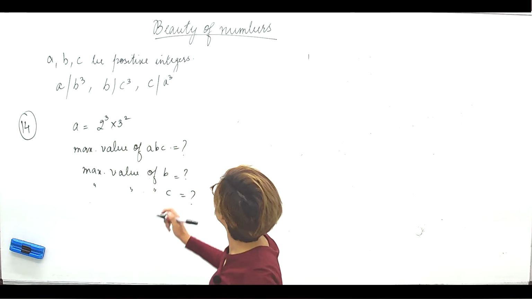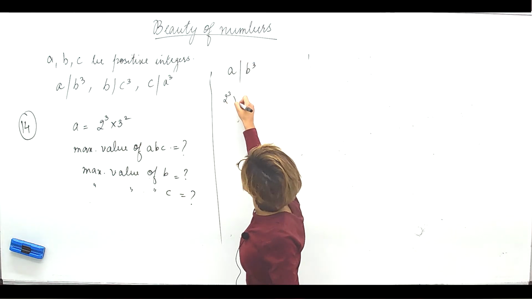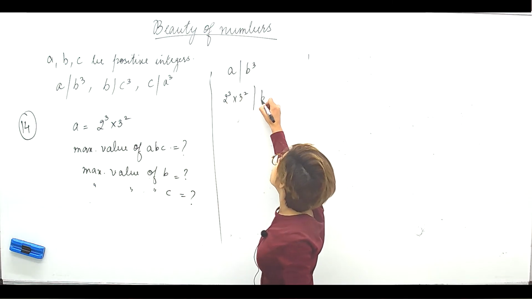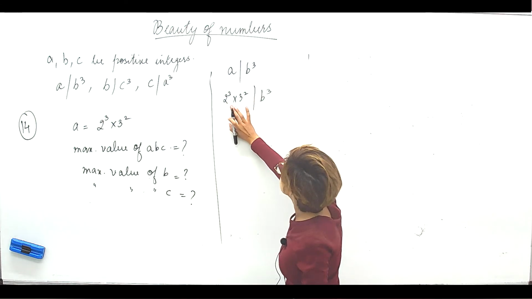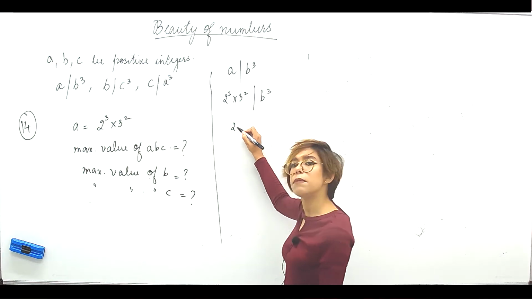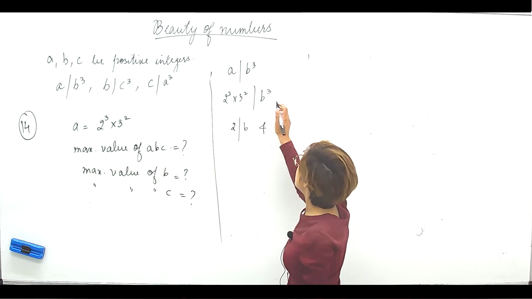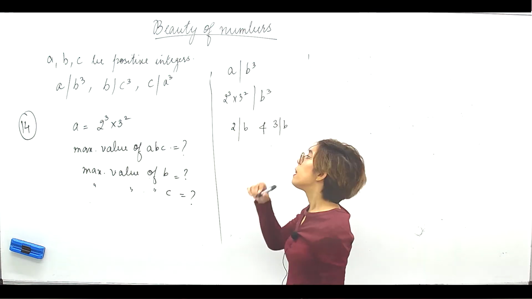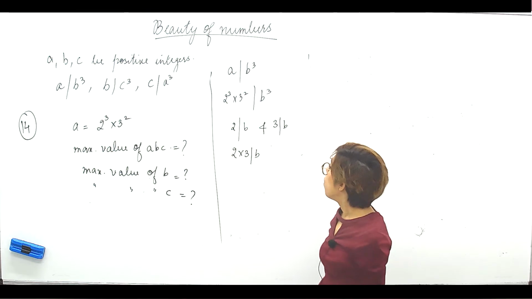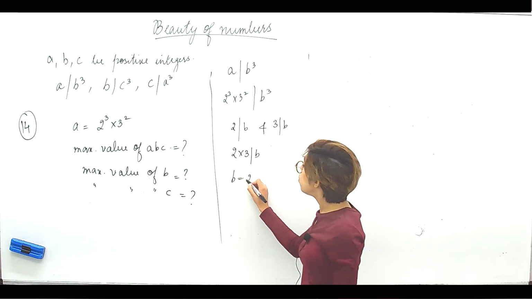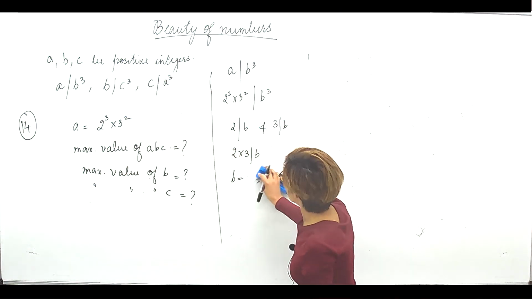Now, let's start. A divides B cube. That means 2 cube into 3 square will definitely divide B cube. Right? So 2 cube appears in the prime factorization of B cube. Definitely 2 will be there in the prime factorization of B. So 2 will divide B and I can say that 3 will divide B. That means 2 into 3 will divide B. Done? Okay. So B is of the form 2 into 3 into K, or I can directly say 6K.